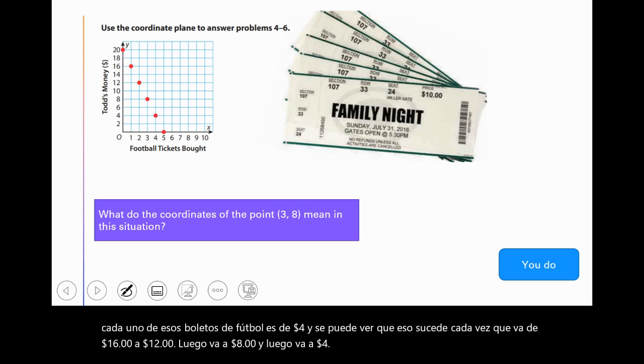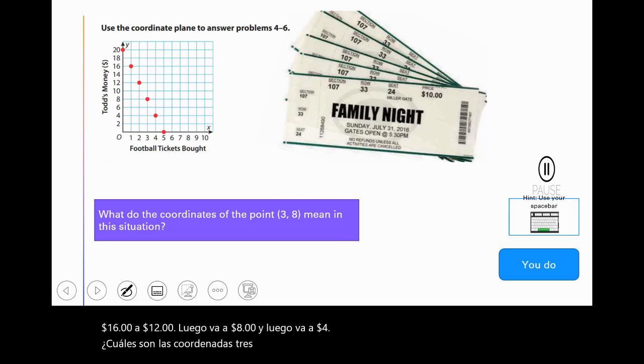What do the coordinates 3, 8 mean in this situation? Go ahead and pause your video and write it down on your paper. Come back when you're ready.